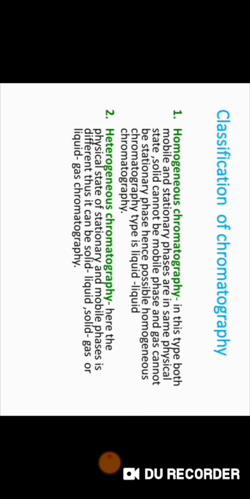So the types are solid-liquid, solid-gas, or liquid-gas chromatography. In the first one, the stationary phase is solid and the mobile phase is liquid. Again in the second type, the stationary phase is solid but the mobile phase is gas. In the third type, we have the stationary phase in liquid and the mobile phase in gaseous state.